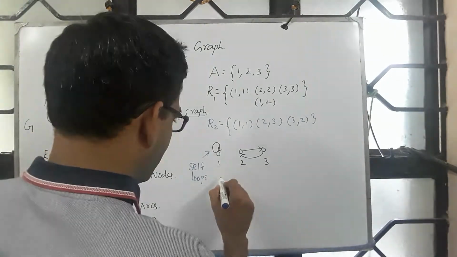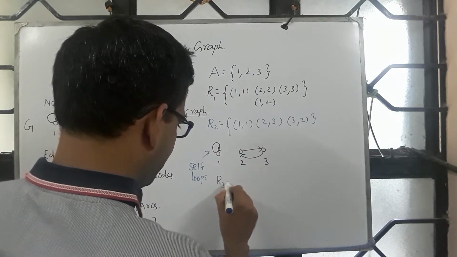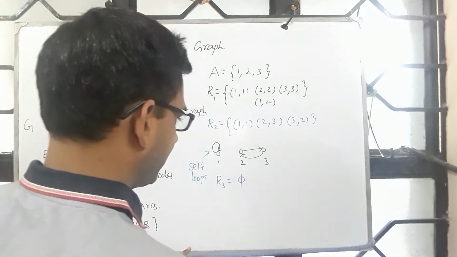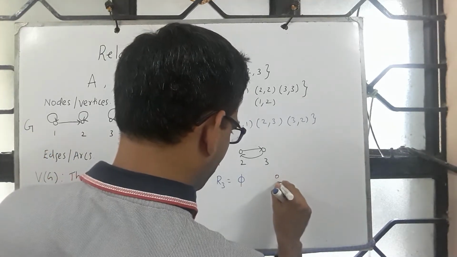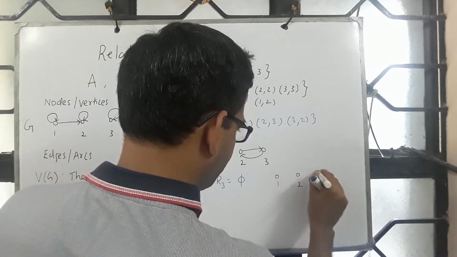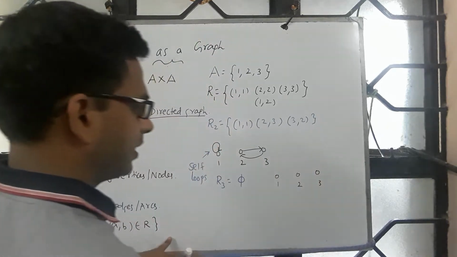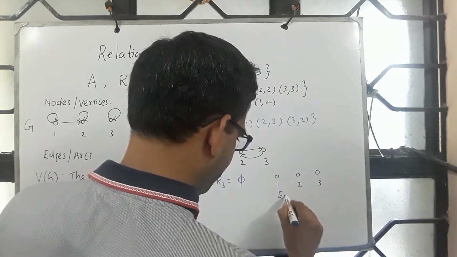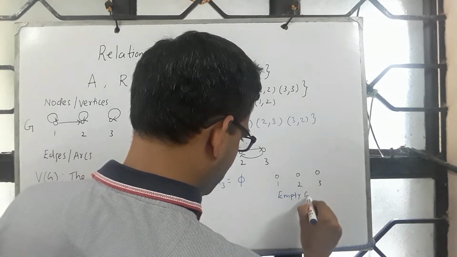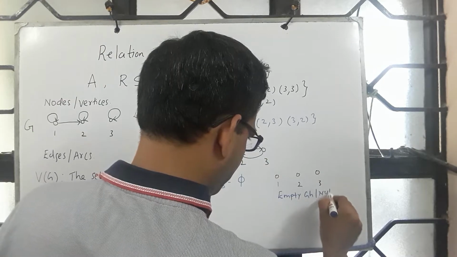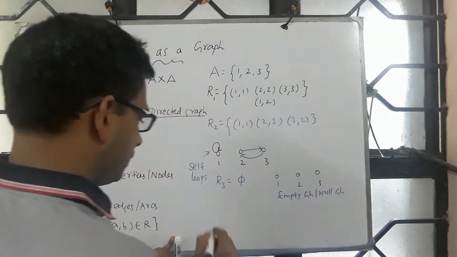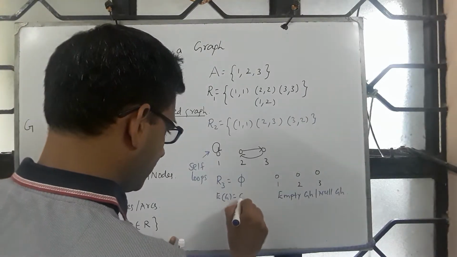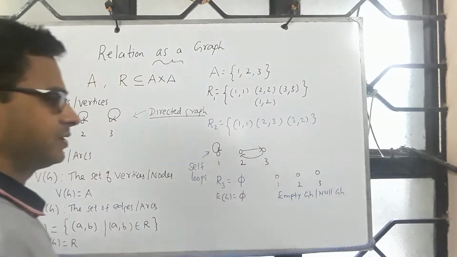If you look at, say, R3 being empty, then the underlying graph has 1, 2, 3, and there are no edges. So this graph is a null graph or empty graph. In this graph, the edge set is empty because the relation is empty.